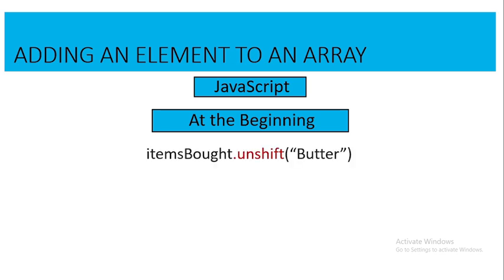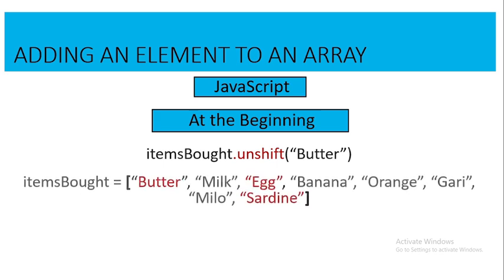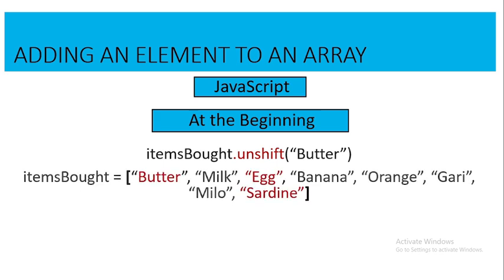Then at the beginning, say you want to insert an element at the beginning. The JavaScript method is dot unshift. So items dot unshift, then the value you want to insert at the beginning. At the end of the day, since you insert at the beginning, the value you inserted takes the first position, index 0. So items equals butter, milk, egg, banana, orange, gari, milo, and then sardine.